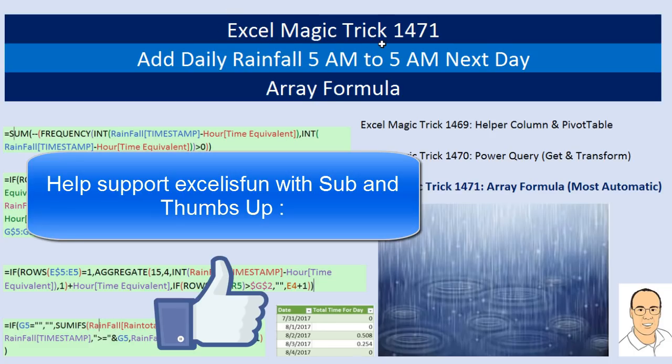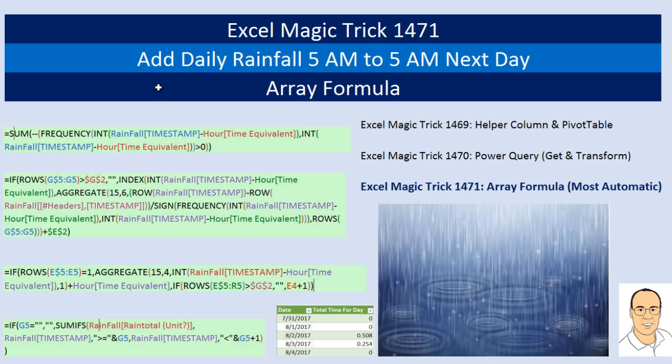Welcome to Excel magic trick number 1471. Hey, just as we've done in the last two videos, we're going to create a report to add daily rainfalls from some start time to the same start time the next day.